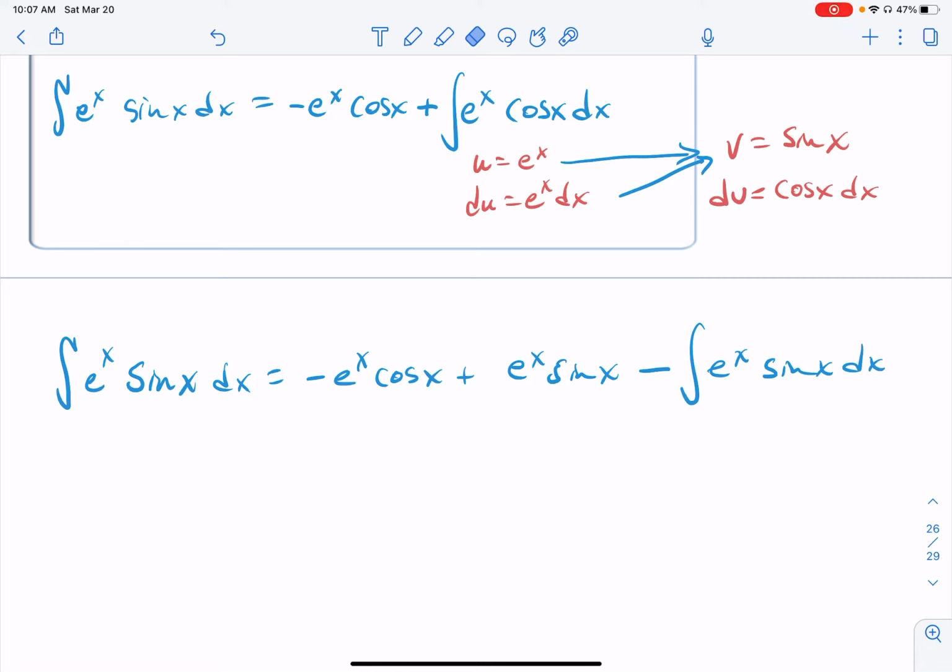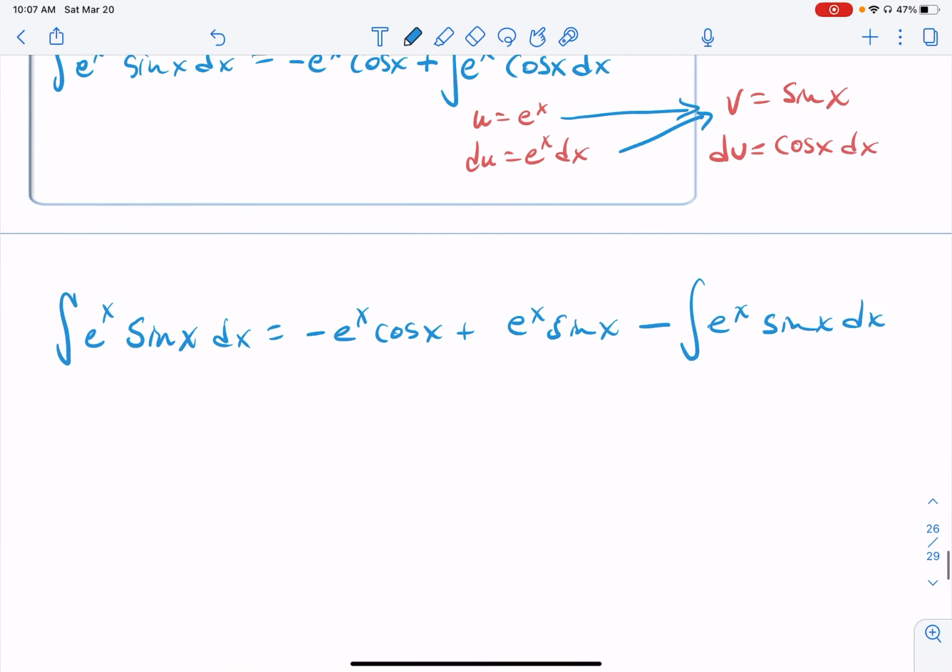Wait a minute, look at our new integral. Our new integral is e to the x sine x, which is exactly the same thing that we started with. So notice that it just cycled back on itself again, which for us is very beneficial because we can solve for it. We can take this integral of e to the x sine x dx, and we can just add it to the other side, and we would have two of them.